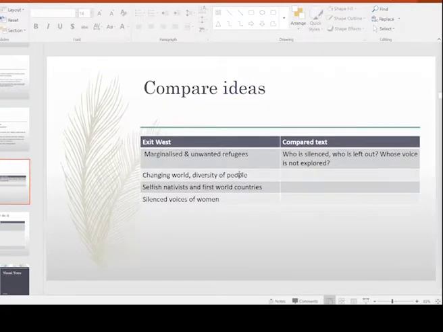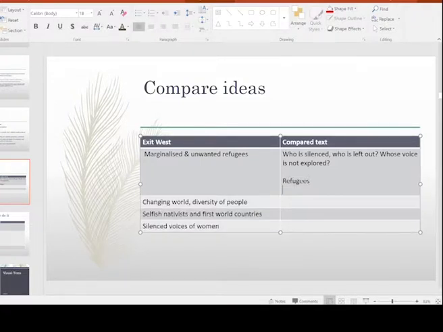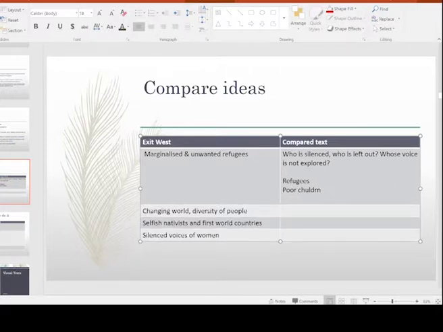Then compare the ideas. So in this bit here, and I've included that table somewhere. So think about Exit West is about marginalised and unwanted refugees. So in the compared text, who is silenced and left out? So in your text, it's refugees as well. In your text, it's Stranger Things, the poor children. Yeah? The children of the poor. Who's doing Stranger Things? Oh, you're Stranger Things. And in Snowpiercer, who are the unwanted? It's obviously the poor at the back of the train.